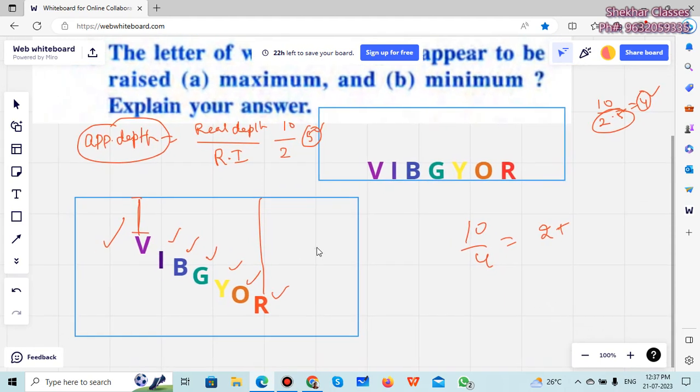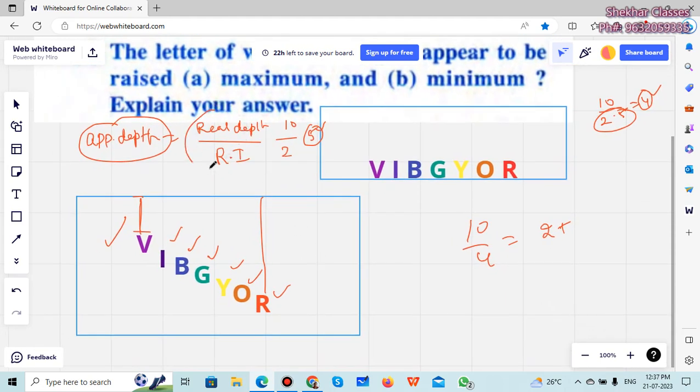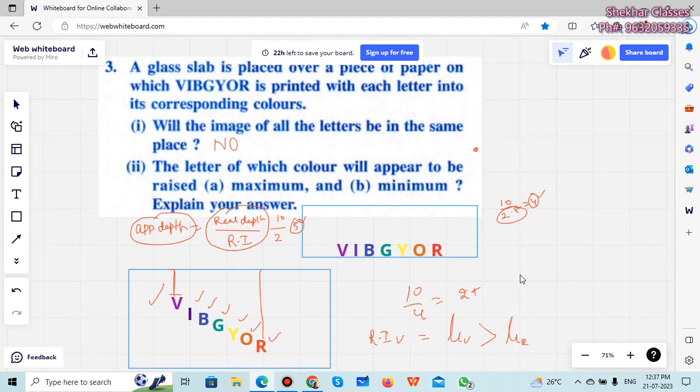The only reason you should remember is that apparent depth equals real depth upon refractive index, and the refractive index of violet is the maximum. The refractive index of violet, mu of violet, is much more than that of red. So this is why the apparent depth will be less for it. Okay, fine. So this is what the question was, and the figure I think is enough for you to understand and answer it.